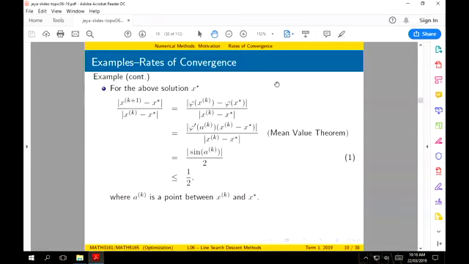Okay, so let's look at the ratio xk plus 1 minus x star over xk minus x star, right? From the definition, xk plus 1 is phi of xk. That's how we iterated. And we know x star is phi of x star. x star is the solution, so x star should be equal to phi of x star. So it's phi of xk minus phi of x star, divided by xk minus x star. Okay? Phi of xk minus phi of x star, remember the mean value theorem? What's the mean value theorem?